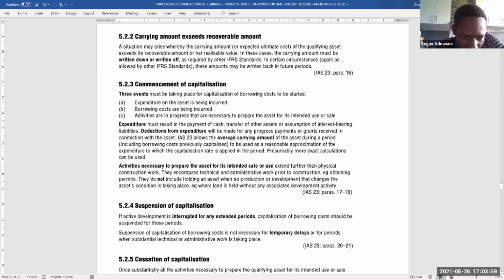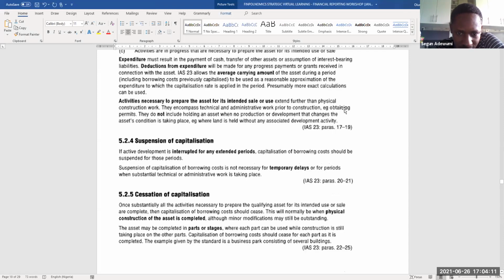Suspension of capitalization. If active development is interrupted for an extended period, capitalization of borrowing costs should be suspended for those periods. Suspension of capitalization of borrowing costs is not necessary for temporary delays or for periods when substantial technical or administrative work is taking place. Cessation of capitalization. Once substantially all the activities necessary to prepare the qualifying asset for its intended use or sale are complete, then capitalization of borrowing costs should cease. This will normally be when physical construction of the asset is completed, although minor modifications may still be outstanding.